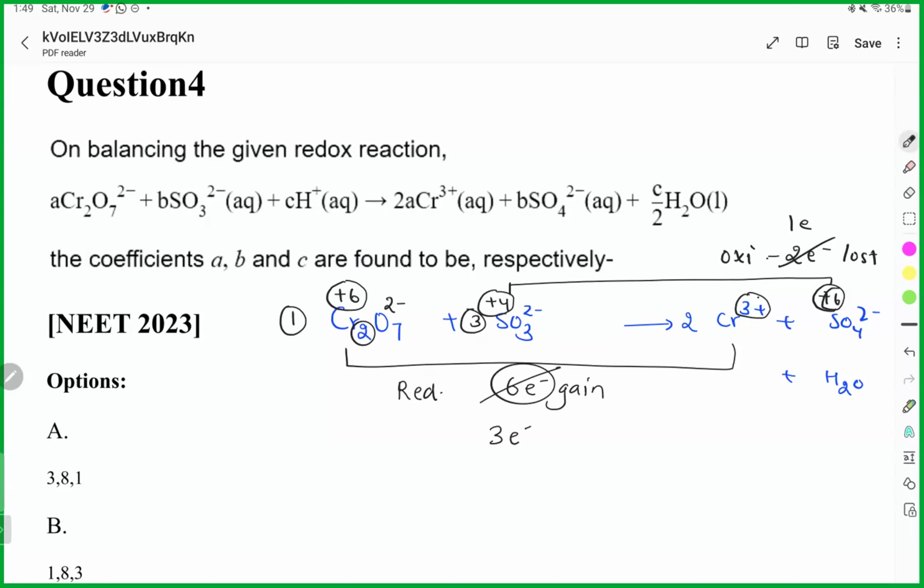The loss and gain of electrons should be equal. Gain is 6, loss is 2. How to equalize them? Multiply 2 with 3, same thing we did. Minus 2, minus 2, because there are 2 atoms.